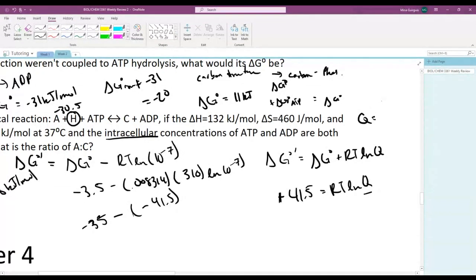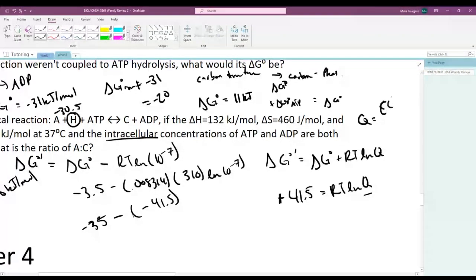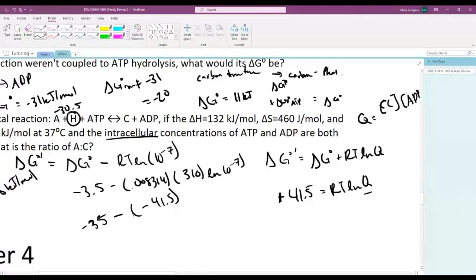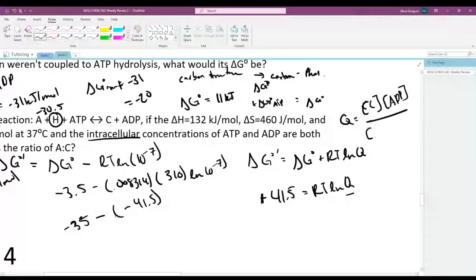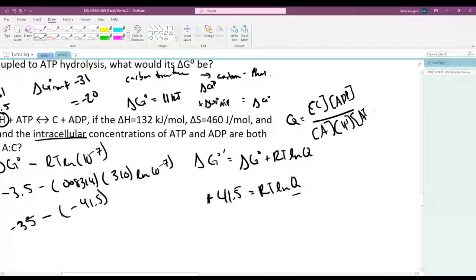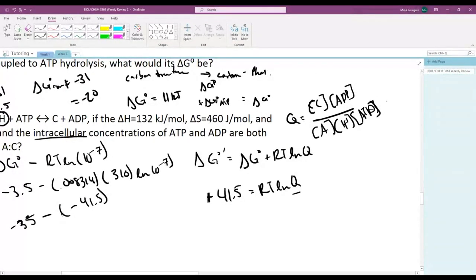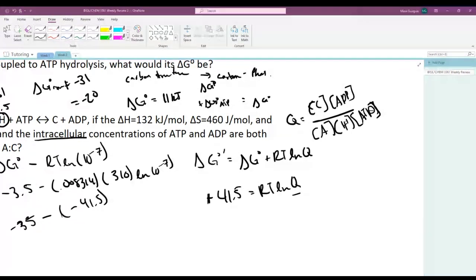Because Q equals the concentration of C, and I apologize, I'm terrible at making these brackets, times the concentration of ADP, over the concentration of A times H plus times ATP. And I ran out of space. So we have to find Q in order to get to this. Okay, so we're going to divide once again 41.5 divided by 0.008314 divided by 310 Kelvin. And then we need to undo the natural log.